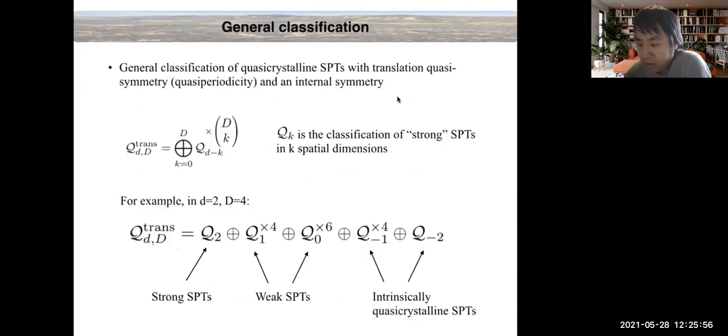More generally, we can organize these classifications or topological terms in this compact form. Here I show an example in 2 dimensions, where the superspace dimension is 4. We have this bunch of terms. The first term corresponds to the usual strong SPTs that are compatible with quasicrystal symmetries. We have 2 kinds of weak SPT phases, which I will talk about later. And there are also these more mysterious intrinsically quasicrystalline SPT phases, which are not there in the usual crystals.